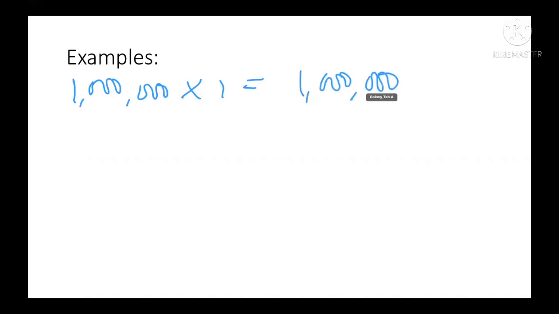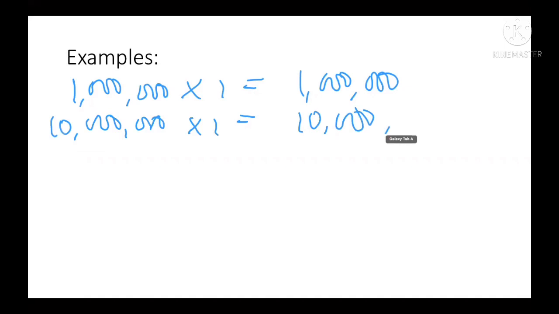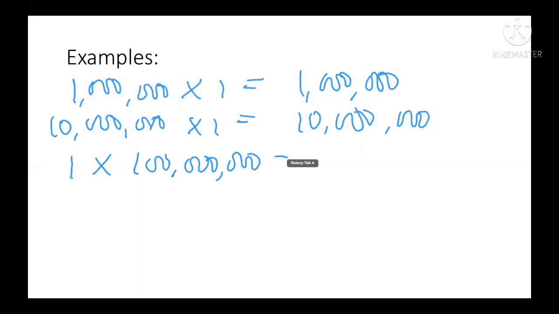For example, we have here 1 million times 1. Still the original number, which is 1 million. All right? 10 million times 1 is still 10 million. Correct? Yes. What is 1 times 100 million? Do I answer it 1? No. It must be 100 million.